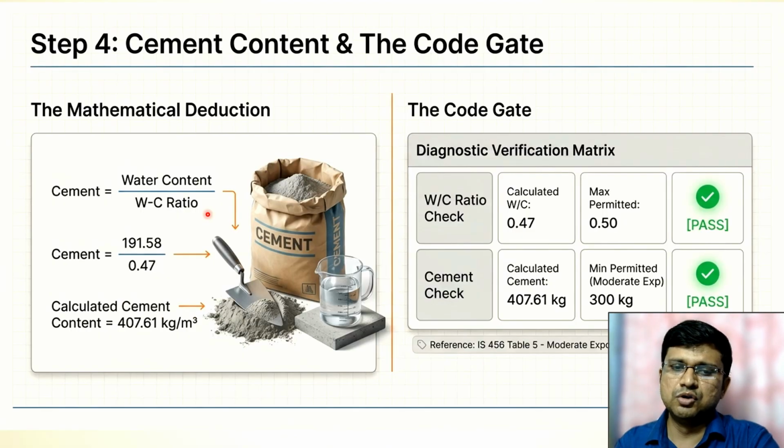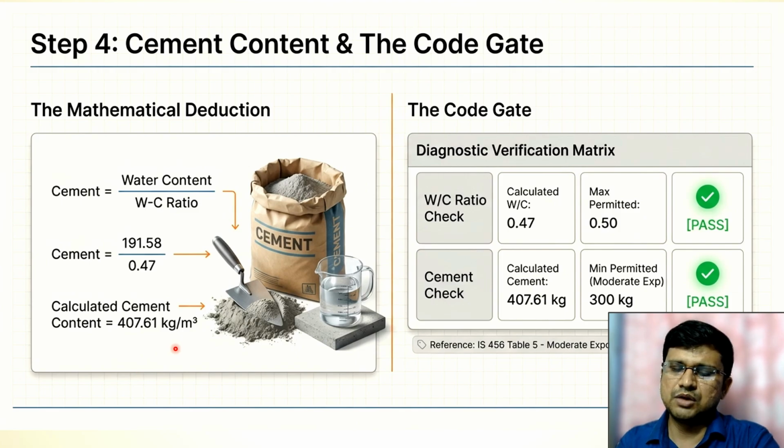Now, we already know our water value, which is 191.58, and water cement ratio is 0.47. And obviously water cement ratio means weight of water by weight of cement. Weight of water we already know, 191.58 kg or 191.58 liter, both are same actually. So weight of water is 191.58 kg. Water cement ratio is 0.47. So if I just simply calculate it, then the cement content will be 407.61 kg for 1 meter cube of concrete. So for 1 meter cube of concrete, we know our water is 191.58 kg and cement is 407.61 kg.